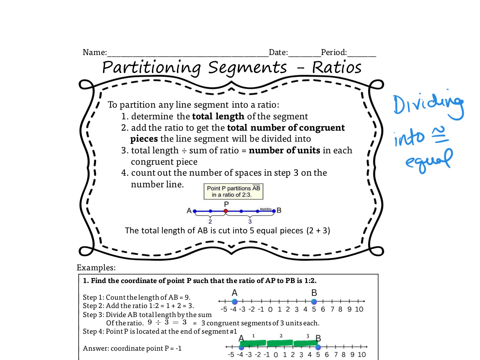So the steps are listed here. First, before I partition a line segment, the first thing I need to do is get the total length, and that's something we would do when trying to find fractional distance as well. We need to know the total length of the segment. And then from there, we need to look at how many pieces we want to divide this segment into, okay? And that total comes from the ratio itself.